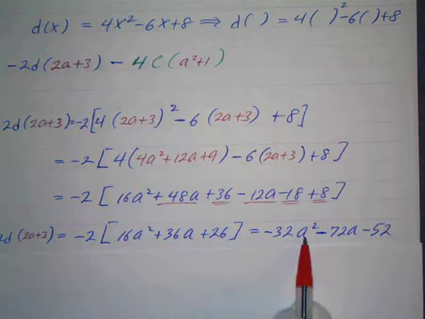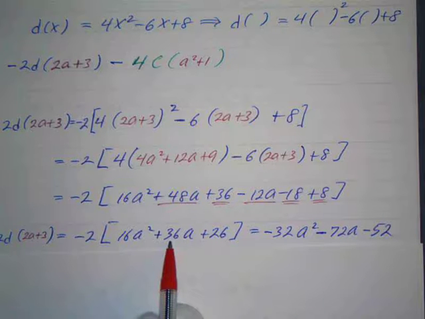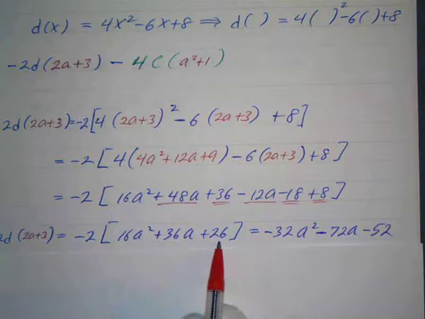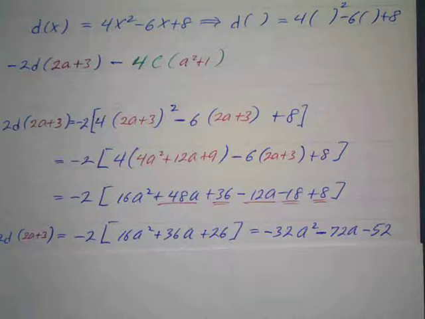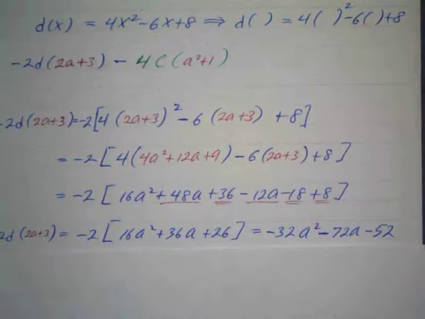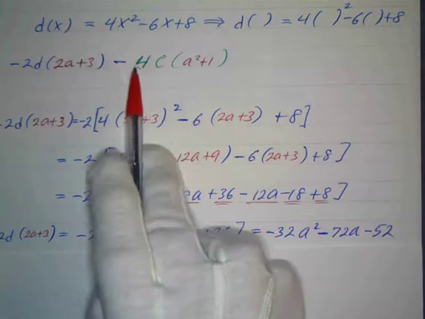Negative 32a squared. Negative 2 times positive 36 is negative 72a. And negative 2 times 26 is negative 52. So that's that part. Now you could always pause this, go back, and check it out step by step, make sure it all makes sense. And that's where we're at there. Okay? Now let's do this one.